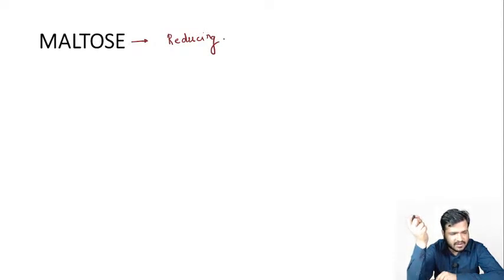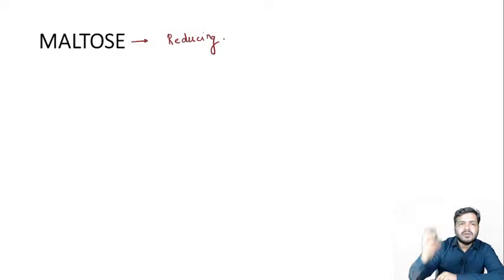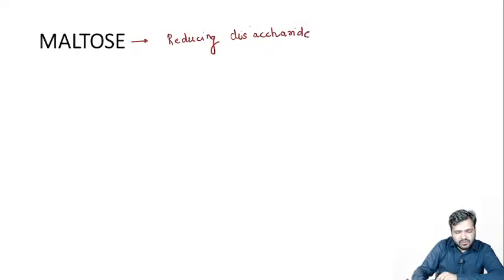कार्बोहाइड्रेट्स में अभी इतना टाइम लग रहा है। So if we have a lot of things to learn, okay, so yeah, maltose is a reducing disaccharide. Okay, now we are going to draw this reducing disaccharide. So remember, maltose is simply glucose plus glucose.